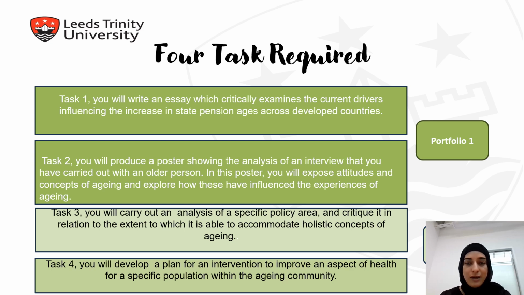setting for aging population. In task number 4, again you're required to create a proposal that will include a plan, an intervention plan you have to create for the aging population. First of all, you have to choose any health issue, like let's say physical fitness, mental health or nutrition. Then you have to design an intervention to address this issue. For example, you might propose a weekly exercise class for senior people to improve their physical fitness.